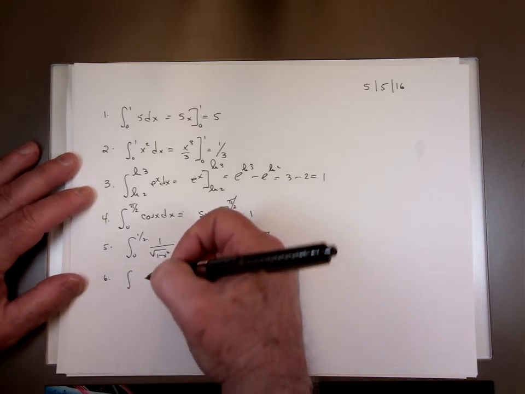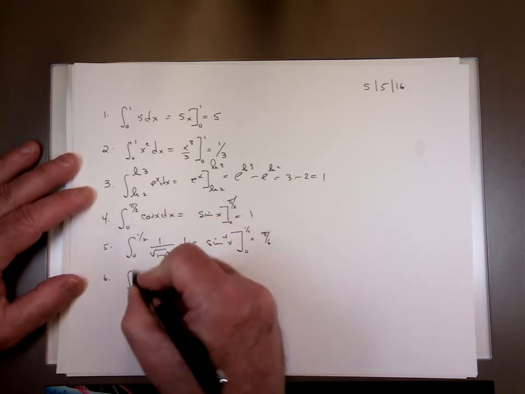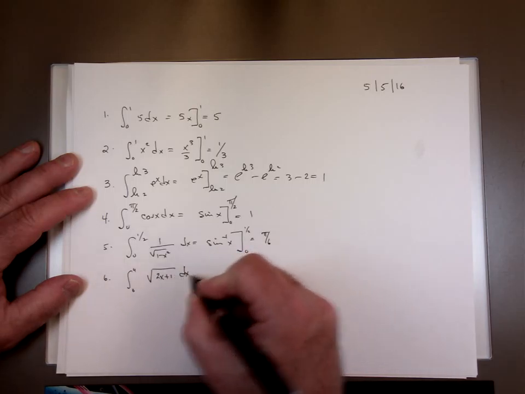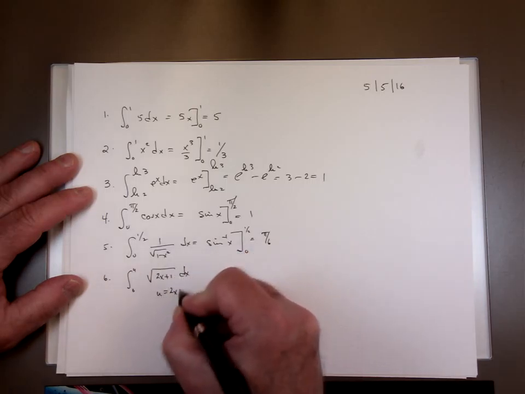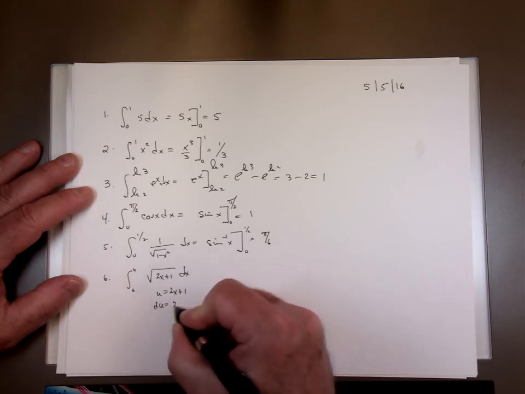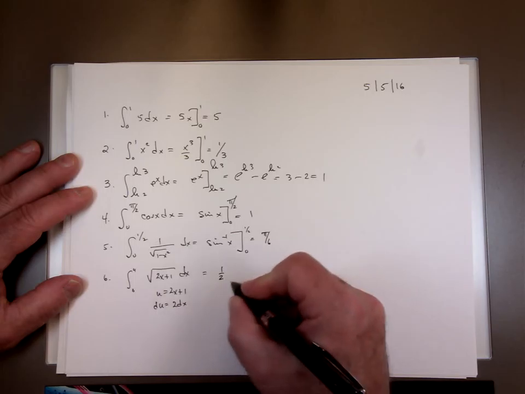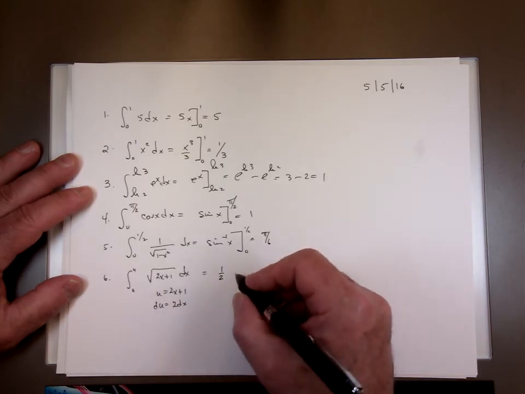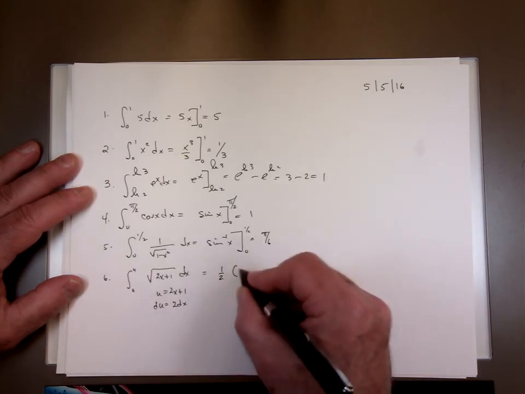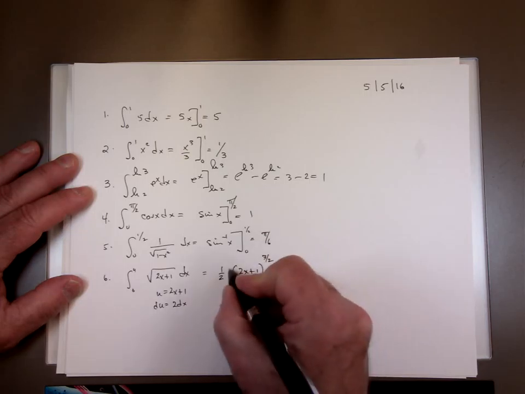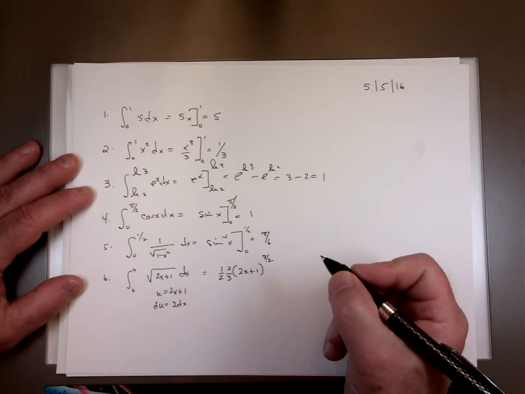6. From 0 to 4, square root of 2x plus 1. This is a u to the n form. u is equal to 2x plus 1. The du is 2 dx, so multiply by 2 and by 1/2. It's u to the 1/2, so the integral of u to the 1/2 is u to the 3/2 divided by 3/2, which is multiplied by 2/3.